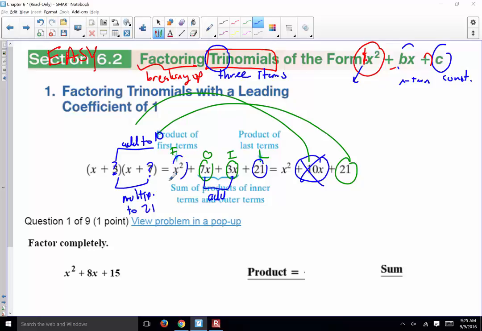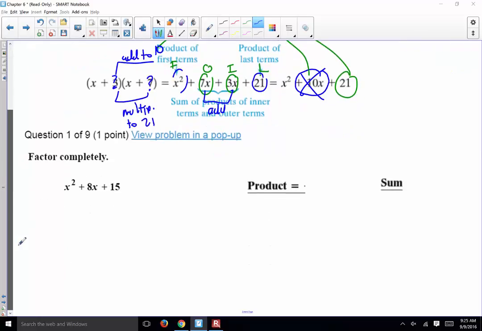But there is only one pair meeting the middle term when you add those two numbers. Got it? So we are ready for our first question. I want you to break this into two parentheses. I already start with these. These are x's, x and x.